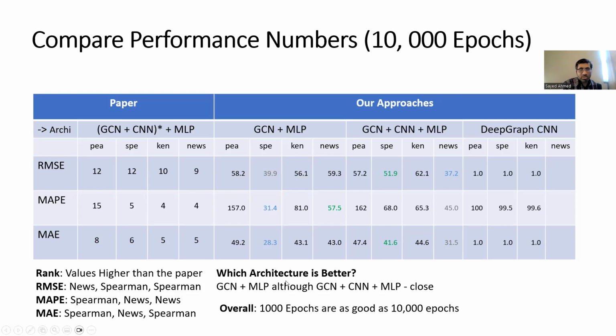So, which architecture is better? Apparently, I'm saying GCN plus MLP. RMSE lowest is here, right? RMSE lowest is here. Okay, but GCN MLP, let's see. MAPE lowest is here. MAE lowest is here, right? Okay, if we consider RMSE, then probably I'll say this one.